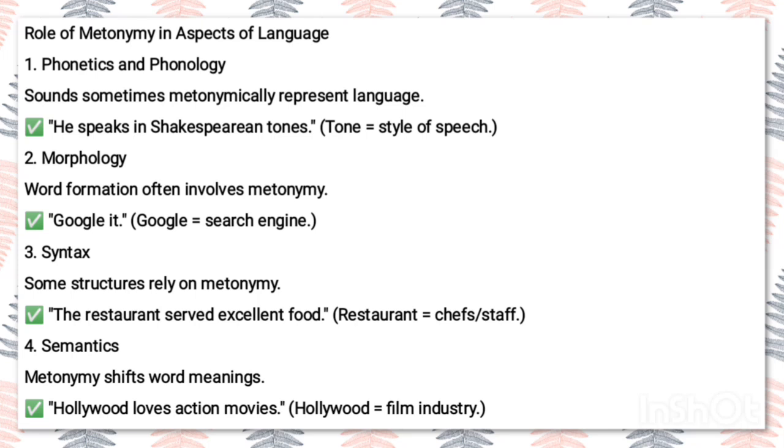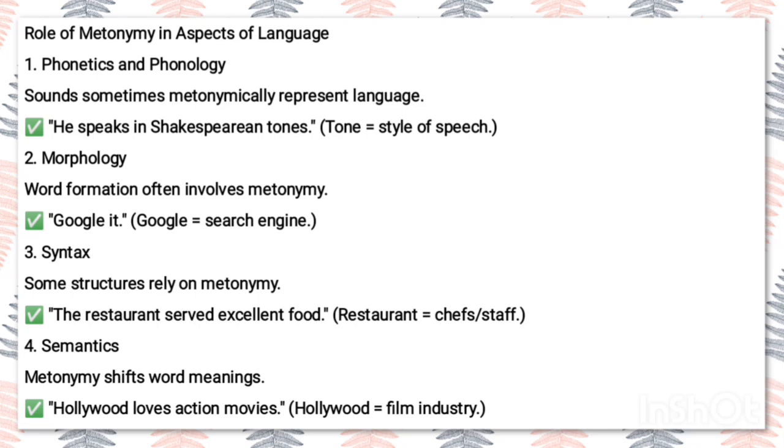Next one is morphology. Word formation can also involve metonymy. For example, Google it. Here, Google stands for the act of searching on the internet. Next one is syntax. Some structures in language rely on metonymy for their meaning. For example, the restaurant served excellent food. That means restaurant here metonymically represents the chef or staff who prepared the food.